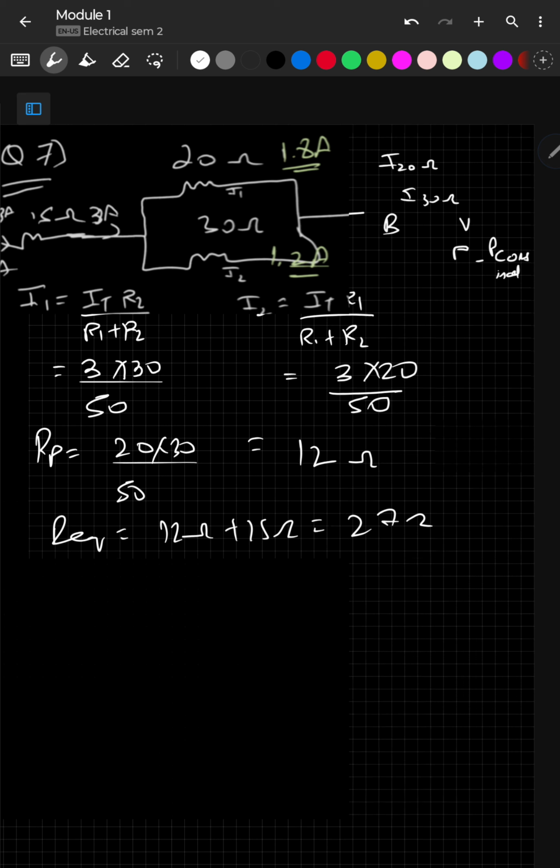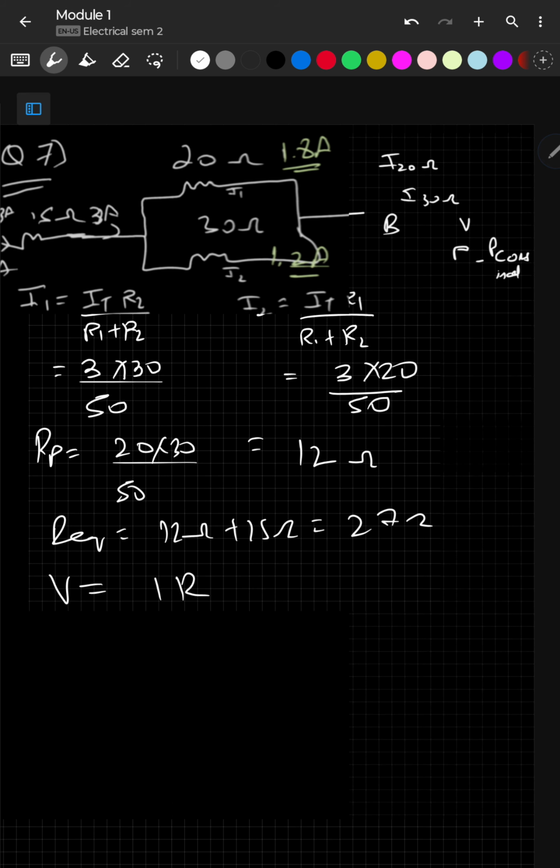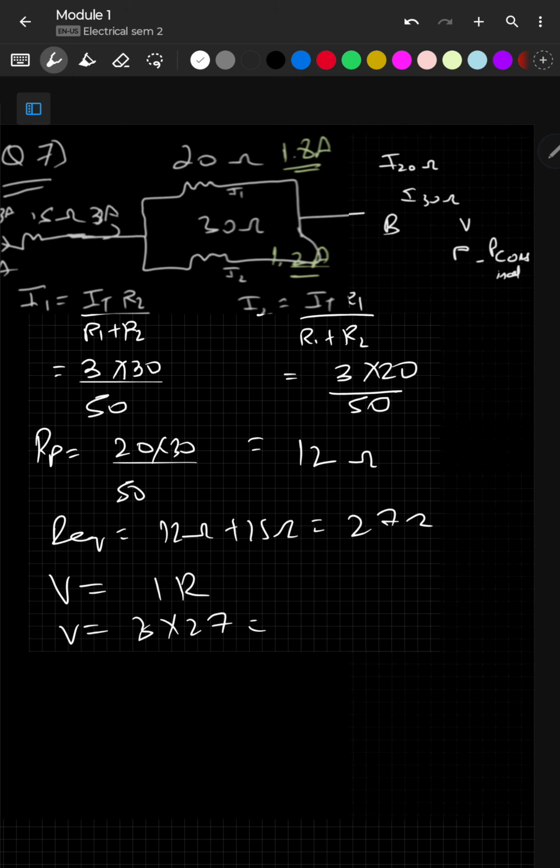27 ohm. Now we want V equals to IR. Total current also is given, 3 ampere. That's the total one. So V equals 3 into 27. 81 volts is the total voltage.